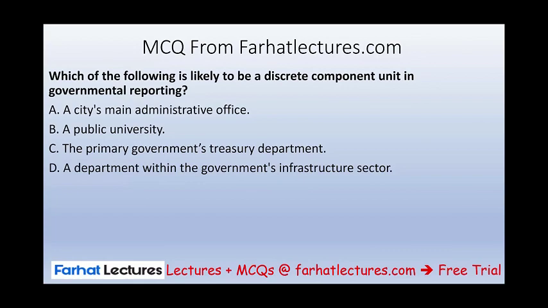Would you say a public university? I would say yes. A university might have its own board of directors, they charge customers separately from the state government or the city or the township because they charge tuition, and they make their own decisions. I would say a public university could be considered a discrete component. Let's look at C and D. C, the primary government Treasury Department. Well, the primary government Treasury Department, they work for the primary government. They're part of the primary government. Therefore, they're an integral part, and they're not a separate legal entity. Therefore, they cannot be reported as a discrete component.